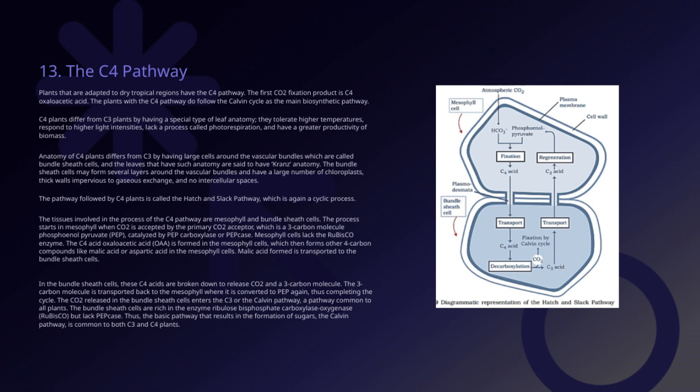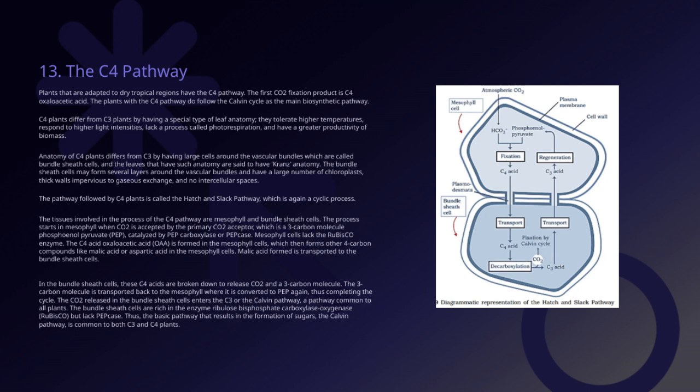C4 plants are specially adapted to hot, dry environments. They tolerate higher temperatures, respond to more intense sunlight, and they don't undergo photorespiration, which is a wasteful process in C3 plants. Because of these adaptations, they tend to produce more biomass, making them highly productive.